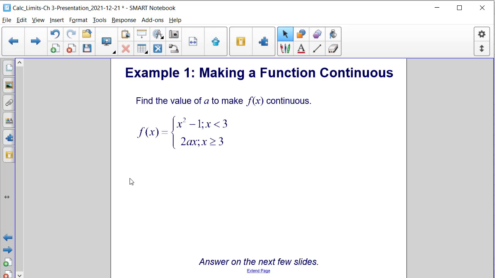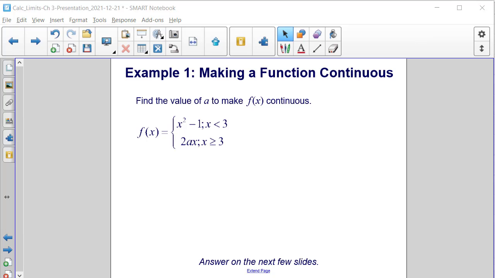Let's try another example. Find the value of a to make the function f of x be continuous. We have f of x being this piecewise function and having it be x squared minus 1 for x values less than 3. And it's defined to be 2ax, where a is any number, for x values greater than or equal to 3. And we have to figure out what the value of a is.